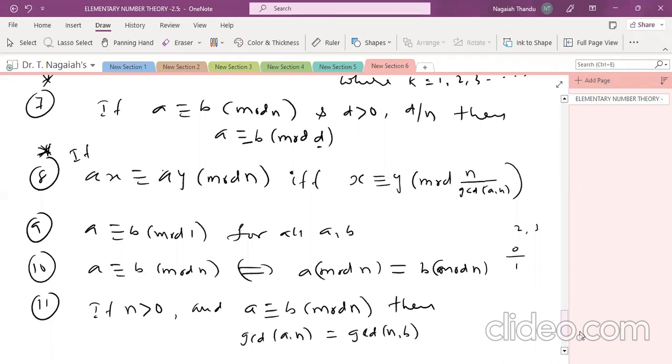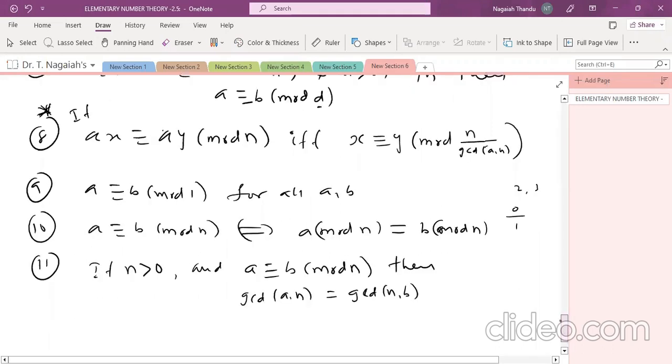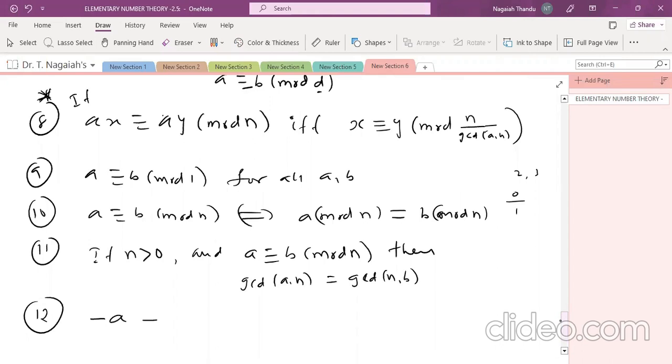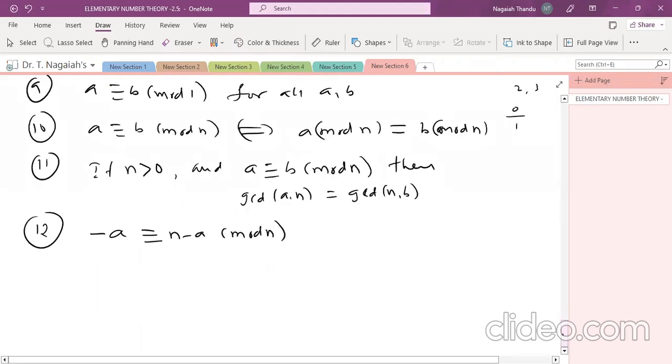Just now we discussed this problem. Fine, these are the 11. One more is a small note also. This is also written as: minus A is congruent to n minus A modulo n. These are all of the congruence relation properties. By using these properties, one question is compulsory in any examination. Now I'm proving a few of them.